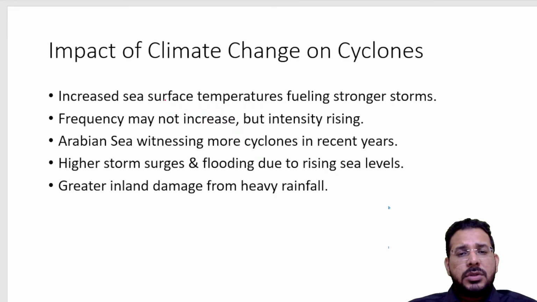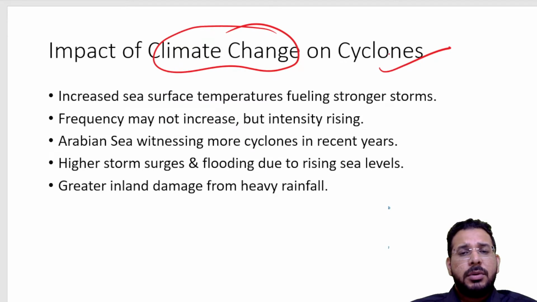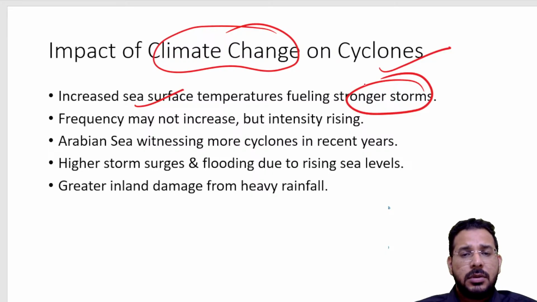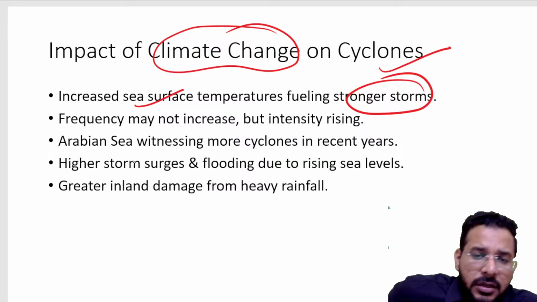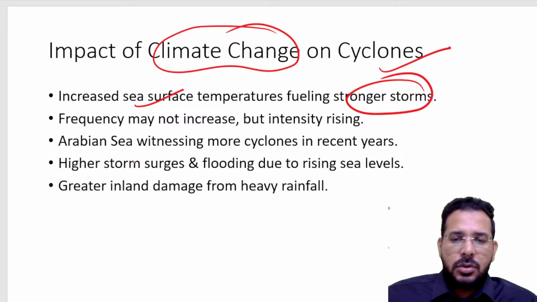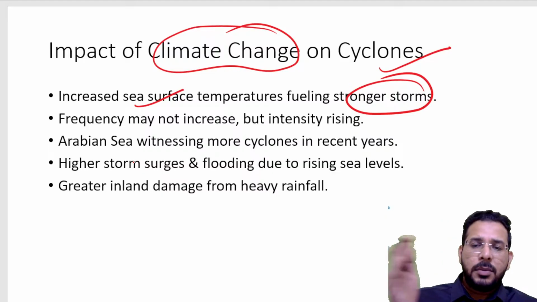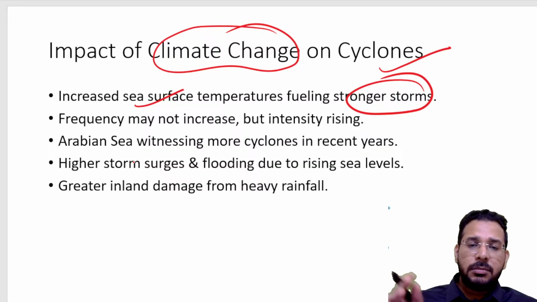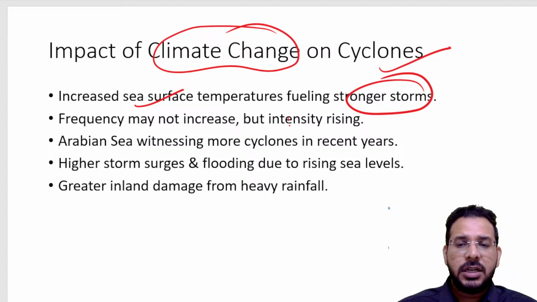What is the impact of climate change on cyclones? Because of climate change, the sea surface temperatures are increasing, because of which cyclones are becoming stronger. So the intensity of the cyclone is increasing, not the frequency. Frequency may not increase, but the intensity does. Earlier, if a cyclone brought normal rainfall, now cyclones are bringing destruction. So the intensity of the cyclone has increased because of climate change.